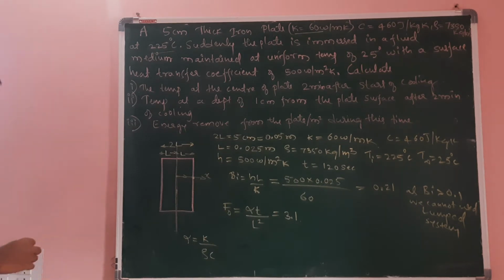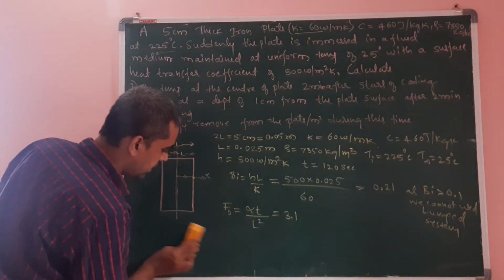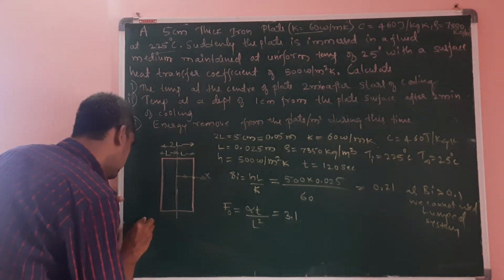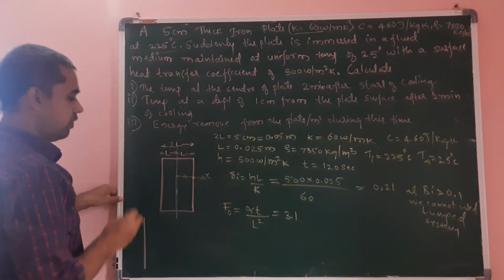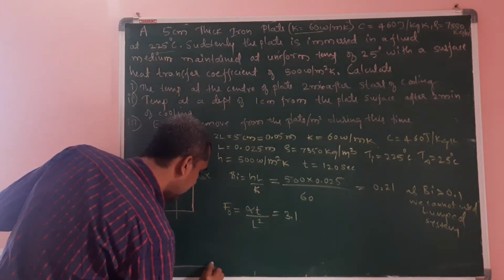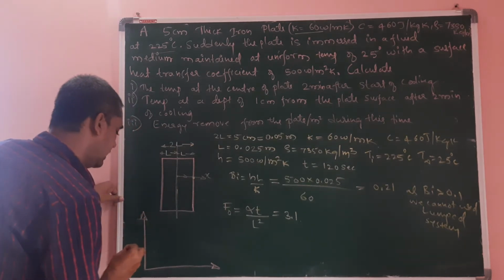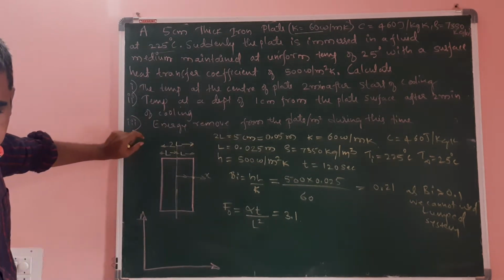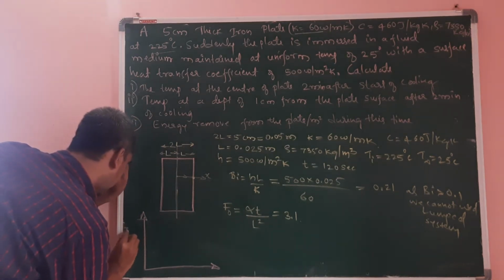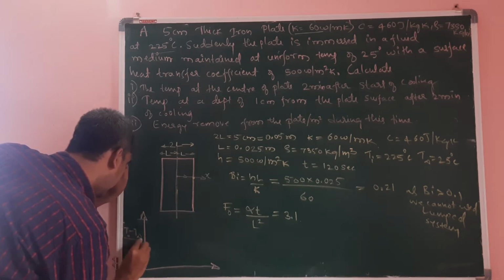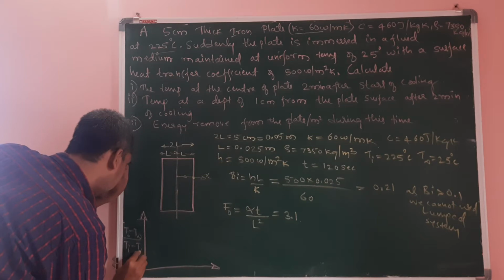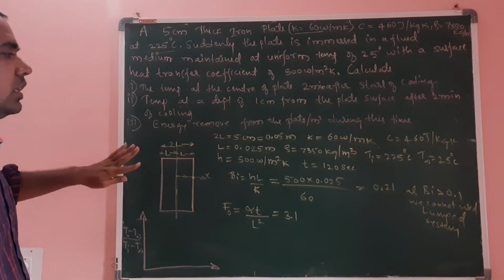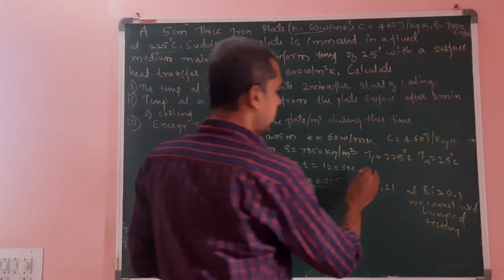If you refer to the data book, in the transient heat transfer section, there is a chart like this for the infinite flat plate, the time versus temperature history. On the vertical axis, there is T naught minus T infinity divided by Ti minus T infinity. Here all the values are known.